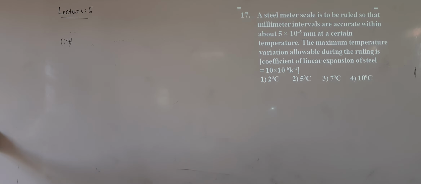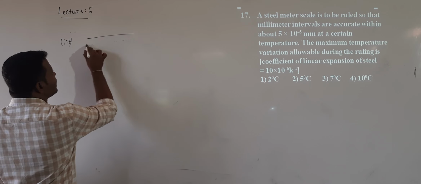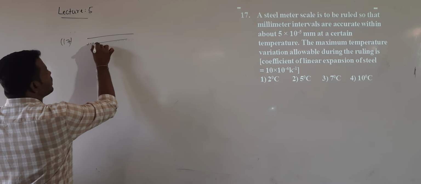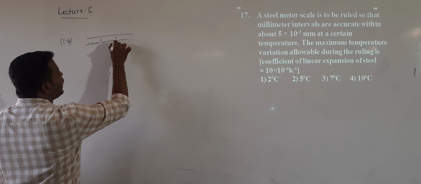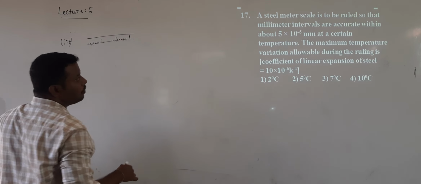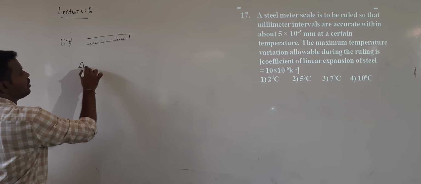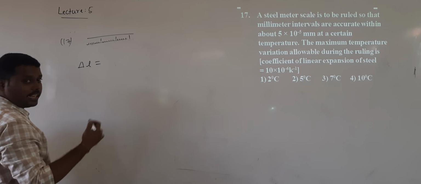A steel meter scale is there. That scale is calibrated in millimeter intervals, so intervals like this are given. Each line is 1 mm. So the millimeter intervals are accurate to about a certain value. What is the maximum accuracy? Accuracy means the change in length, the nearest value.